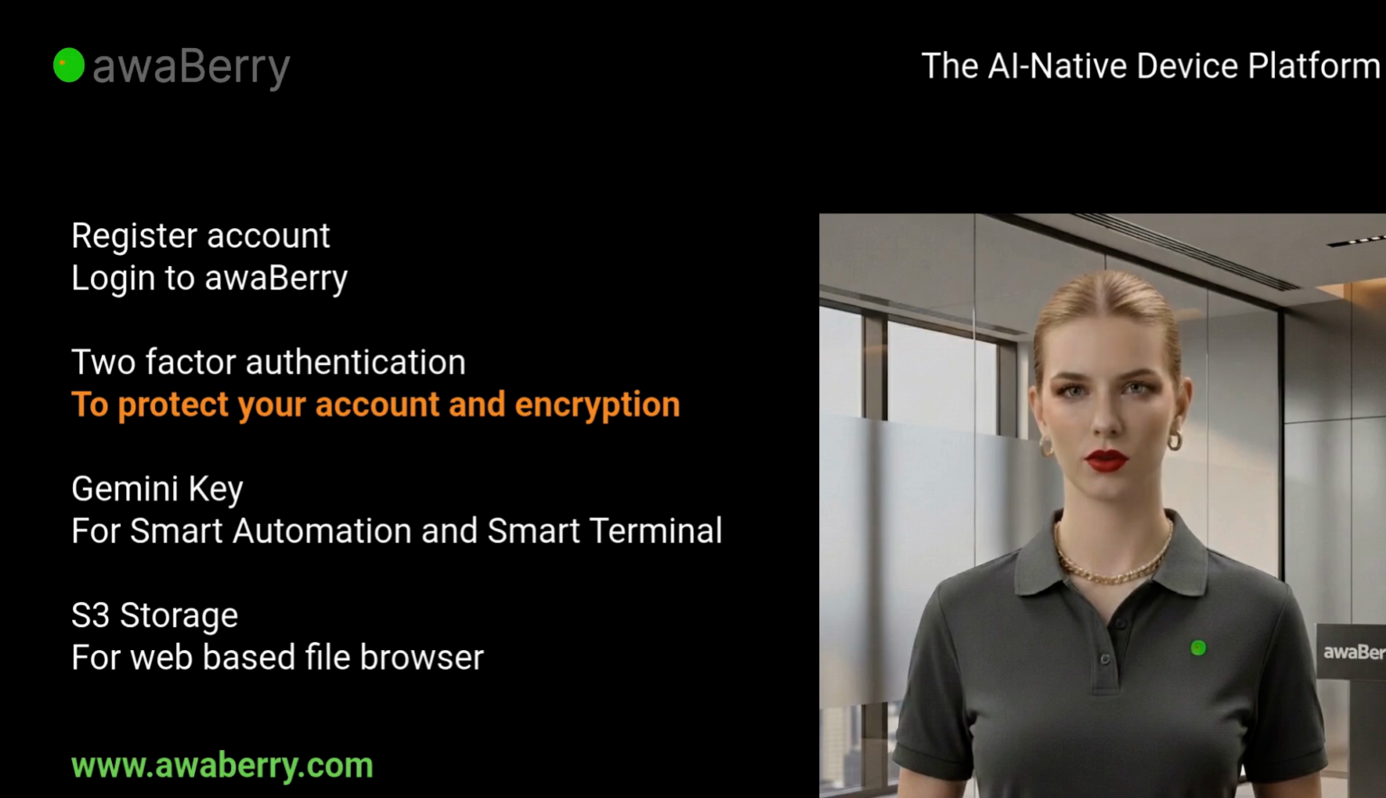The first setup we do is the two-factor authentication. This ensures that your keys for secure connections to your devices are encrypted, and only you may use them. The dialog for setting up two-factor authentication pops up automatically after adding the first device to awaBerry. In this tutorial, I open the dialog manually.